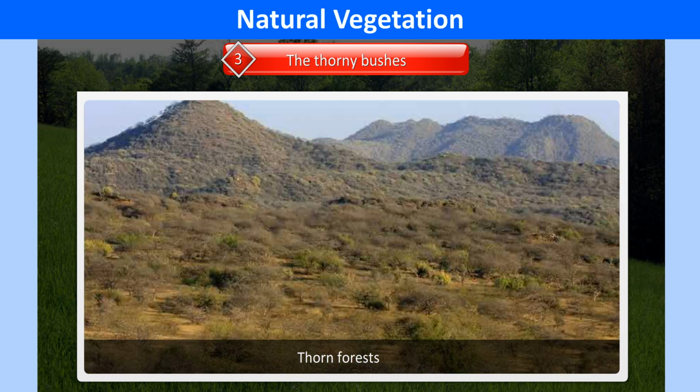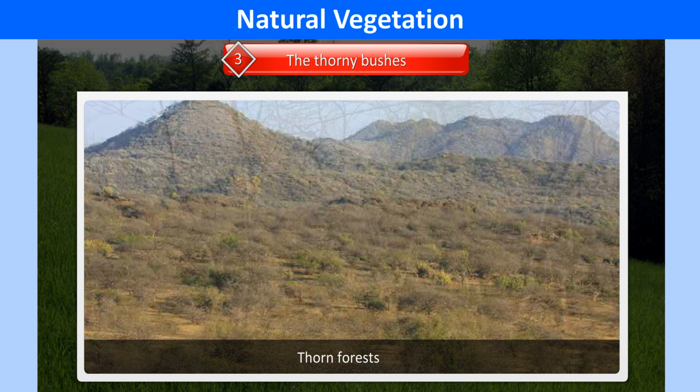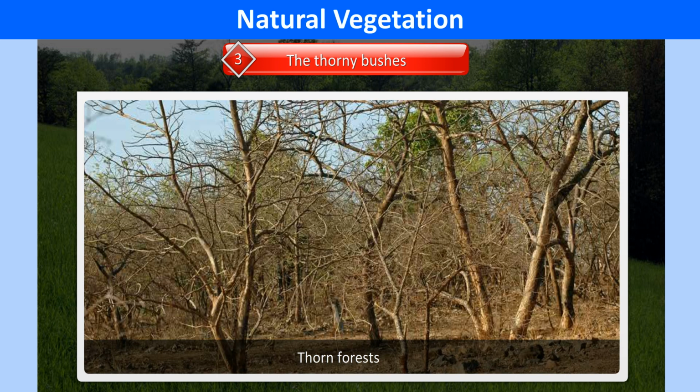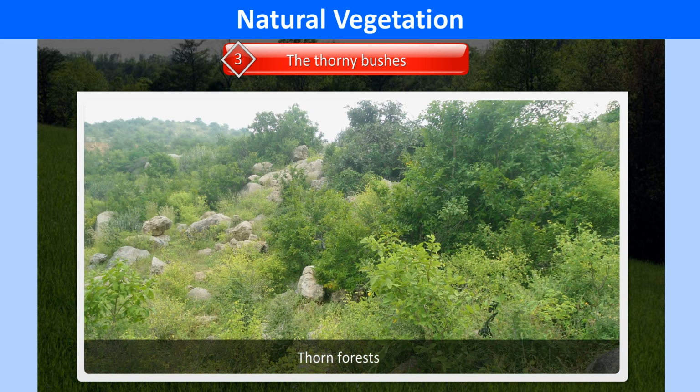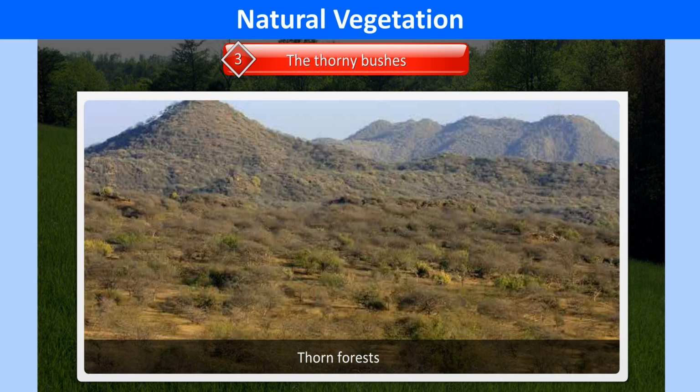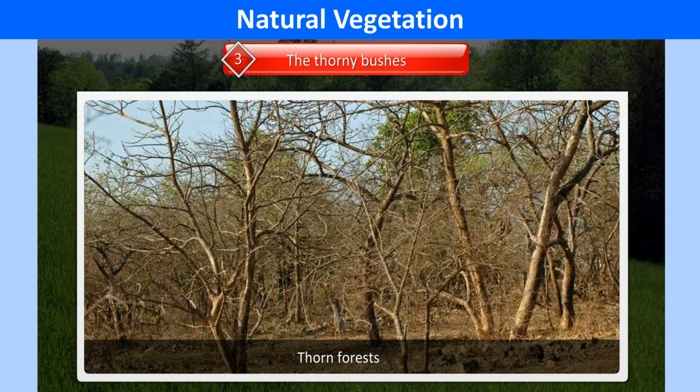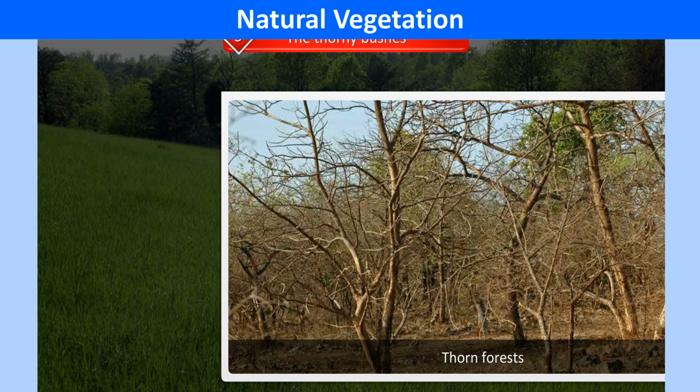In areas of scanty rainfall, these forests generally have an undergrowth of scrubs and thorny bushes. Thorn forests are mainly found in the plains of Punjab, Haryana, Rajasthan, parts of Gujarat and Madhya Pradesh, and in drier parts of the Deccan Plateau.